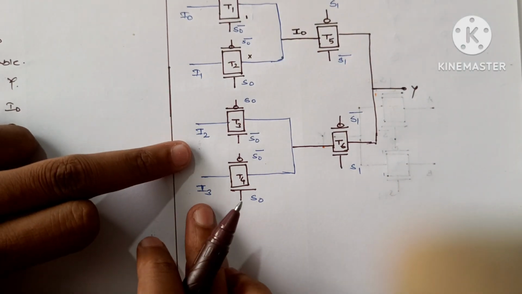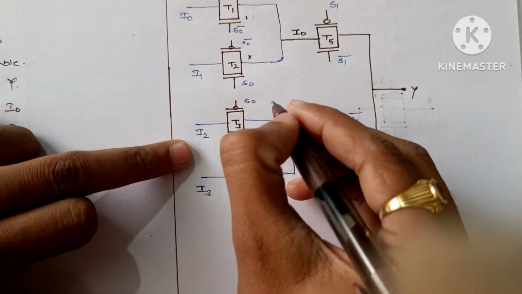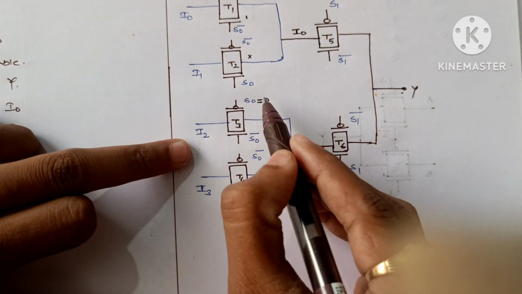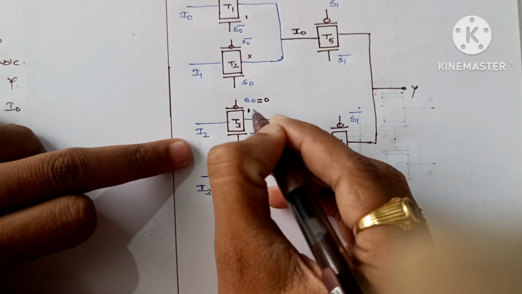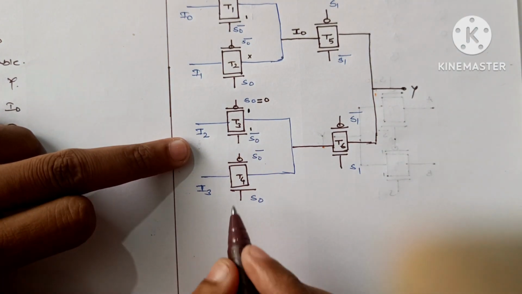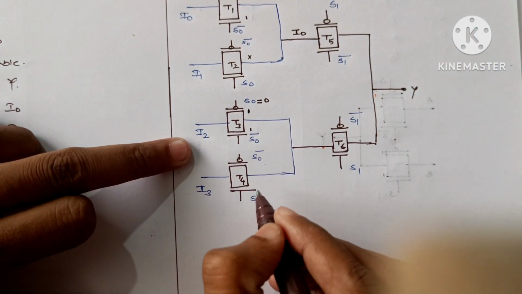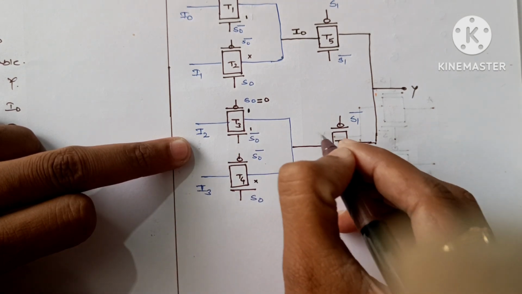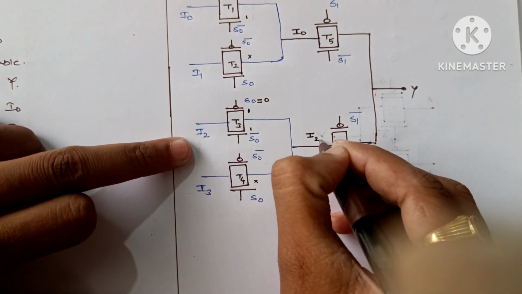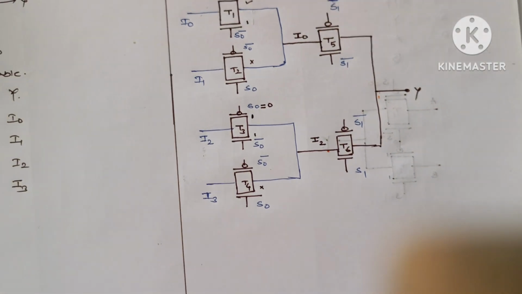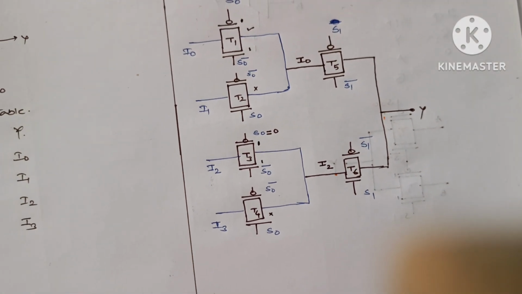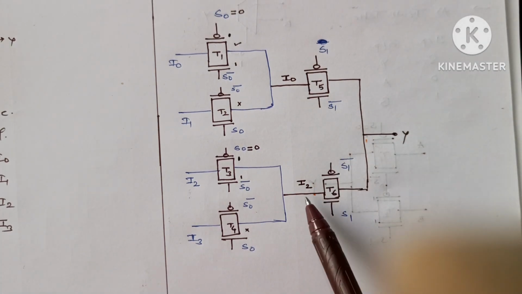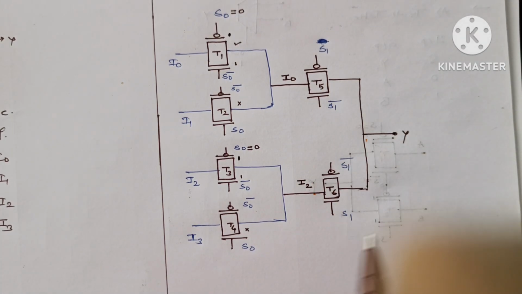Let's come across the same for T3 and T4. Again the same. The first combination is S0 is 0. 0's complement is 1, and this is also 1. So T3 will turn on and T4 turned off. So in this case also, across T6 we'll be getting the input as I2. So when S0 is equal to 0, 2 input lines are selected, I0 and I2. Now let's come across T5 and T6.